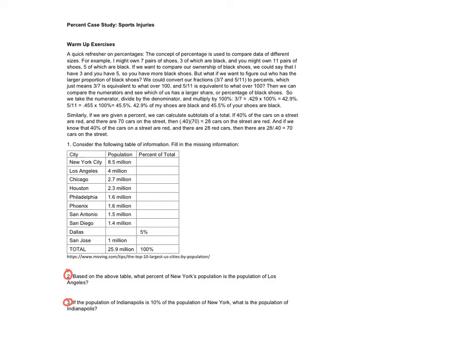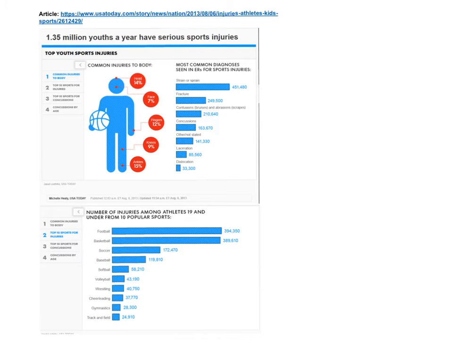Now, as you go through this, there is a link at the top of the second page to the article. You can use that link if you want to, but you don't have to because the article is printed as we go to the next couple of pages. But you will have to use the information in these charts and graphs.